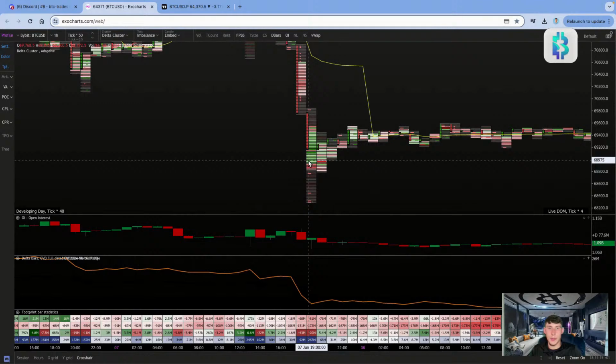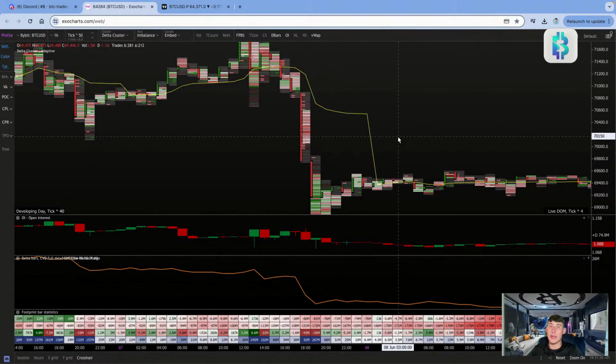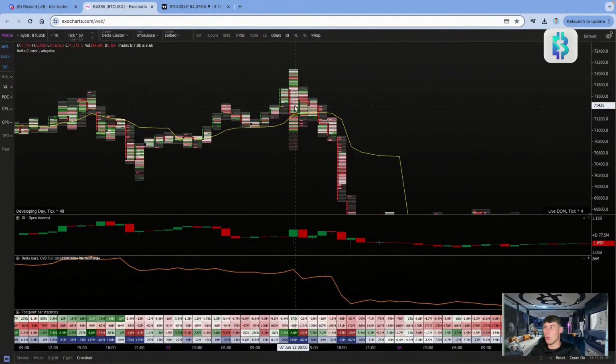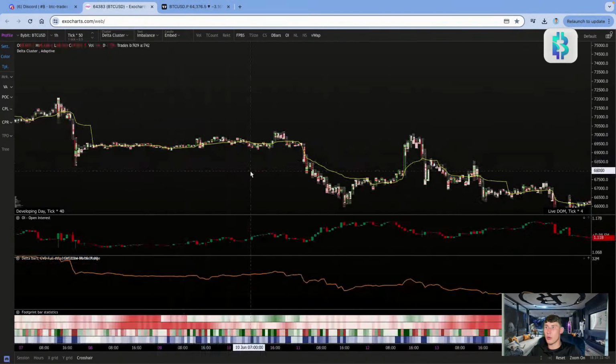And this is just stupid money, stupid money FOMOing into trades. That's what breakout trading is. It's pretty much FOMO. That's how you could describe breakout trading. It's just literally FOMO trading, and that's not what we want to do whatsoever.